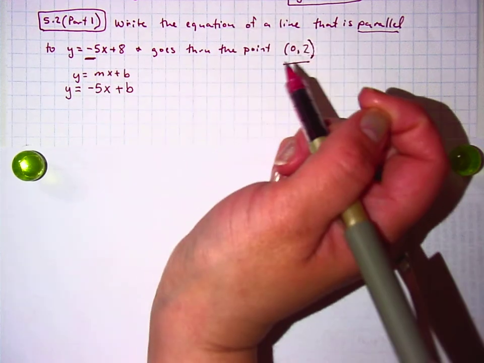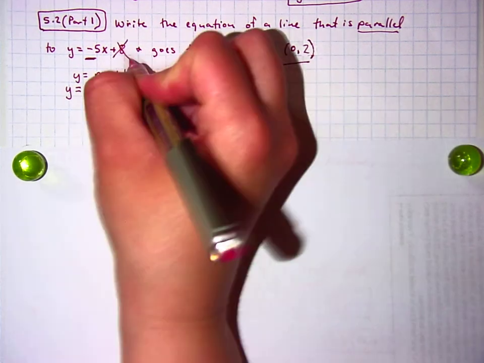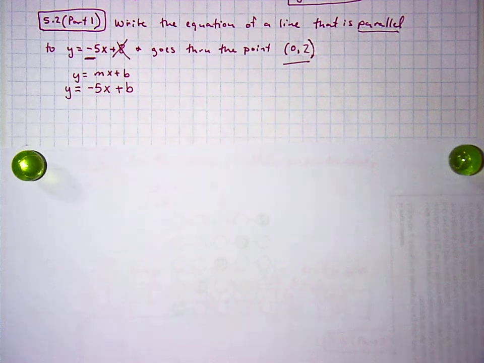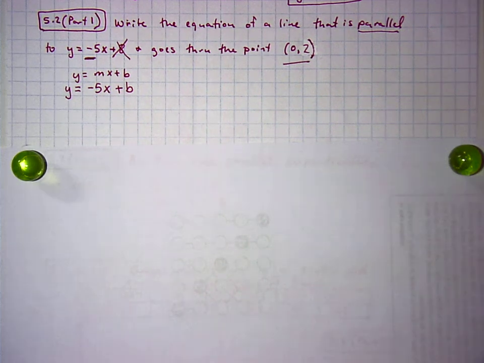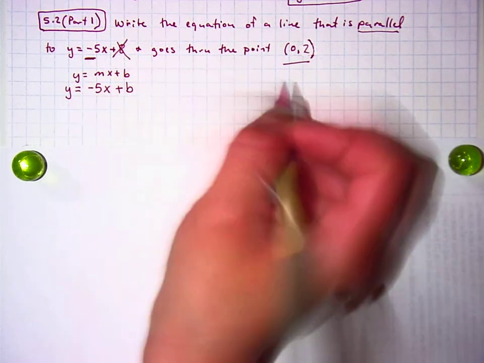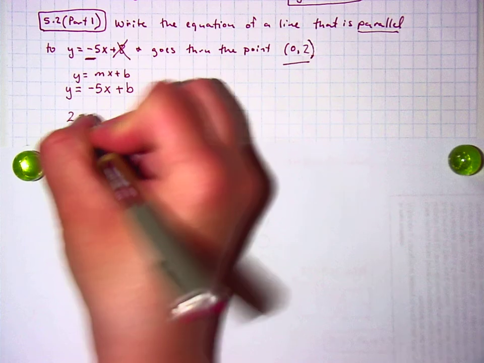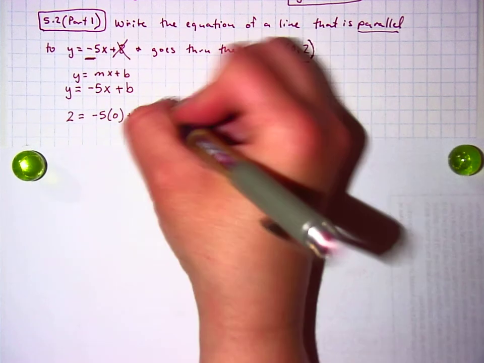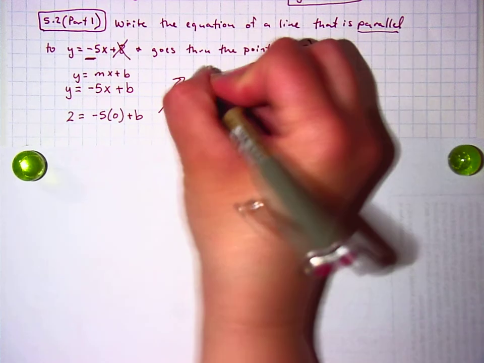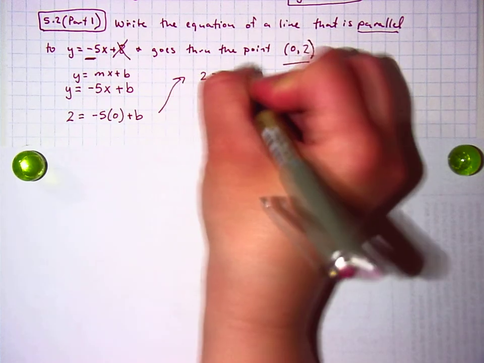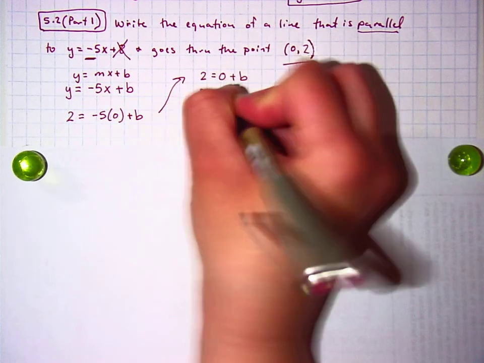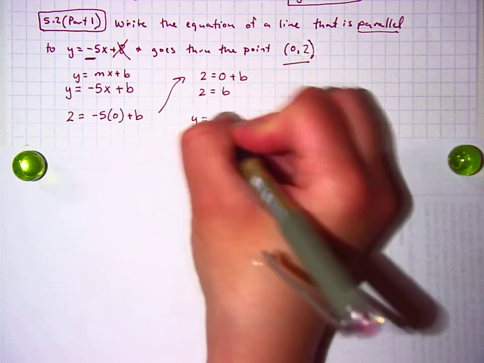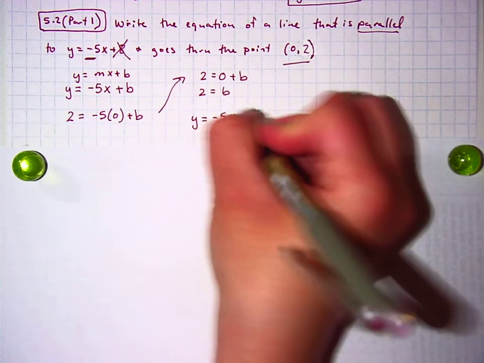Okay. And it doesn't matter. This y-intercept right here doesn't matter, so ignore that 8. And then it goes through the point (0, 2), so I'm going to plug that in. 2 is the y, 0 is the x. And then if I solve it, I get 2 equals 0 plus b. So b is 2. So my final equation of my line is y equals negative 5x plus 2.